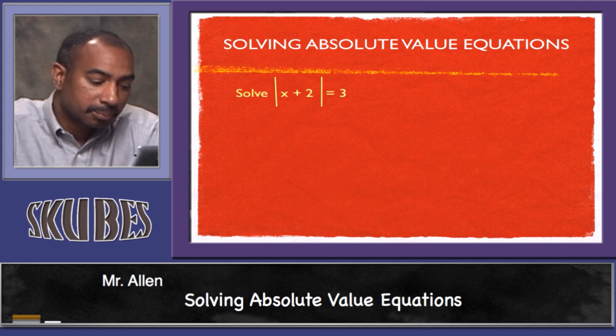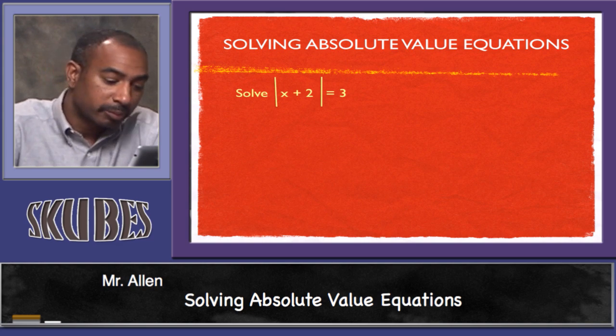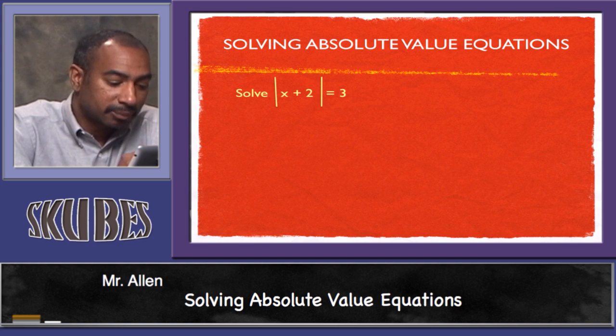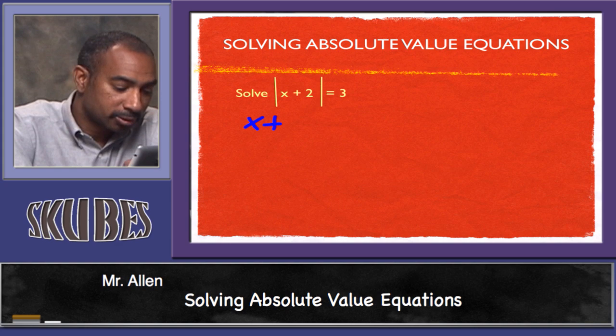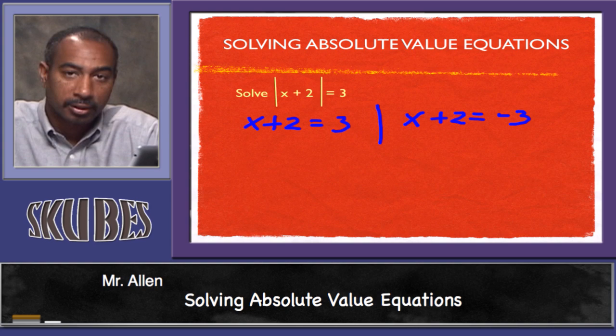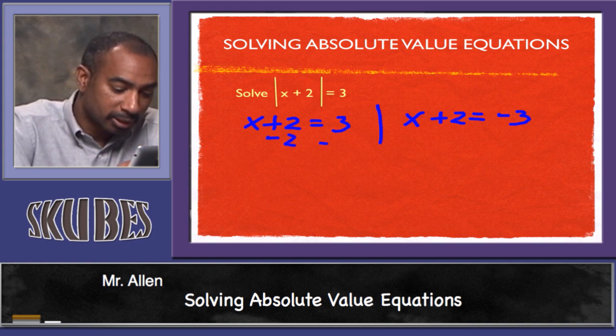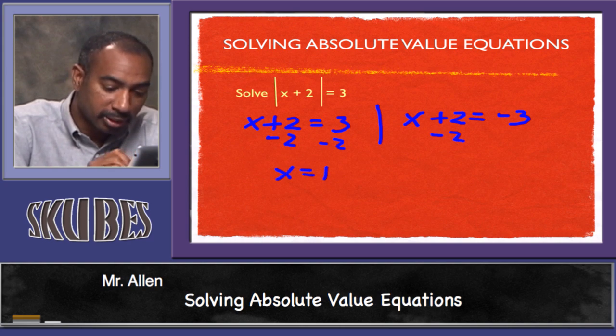All right, solve the absolute value of x plus 2 equals 3. When you see an equation like this, you have to set up two possibilities. One is x plus 2 equals 3, and the other is x plus 2 equals negative 3. And you solve for x. So I have to subtract 2 from both sides. I get x equals 1. And again, if I subtract 2 from both sides here, now I get x equals negative 5.